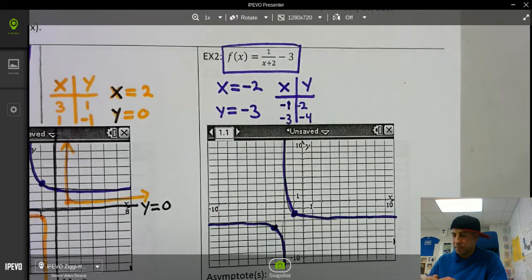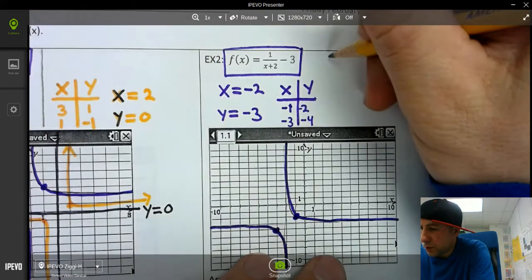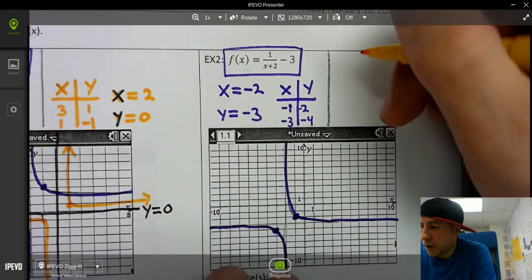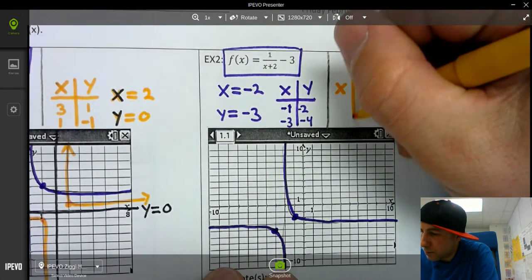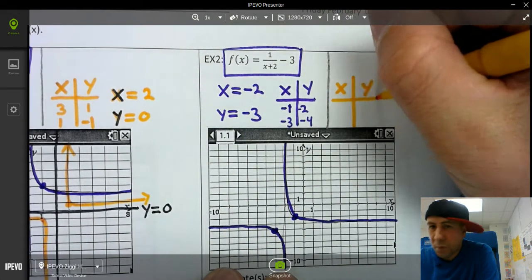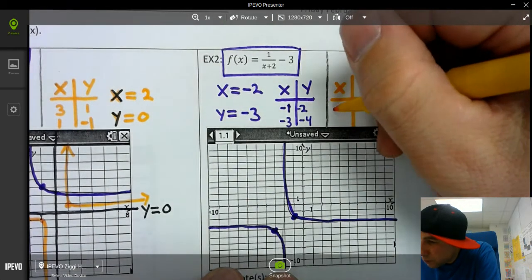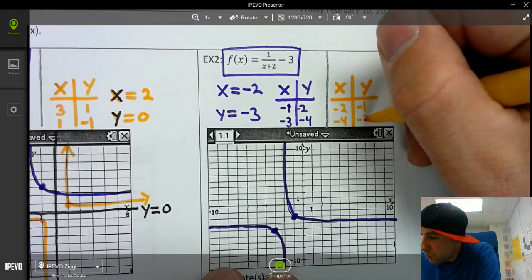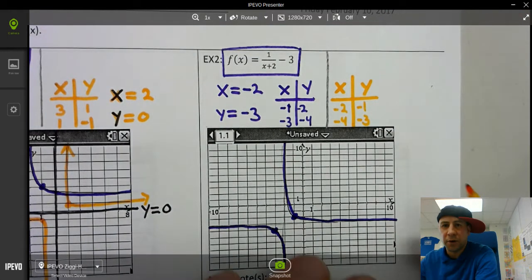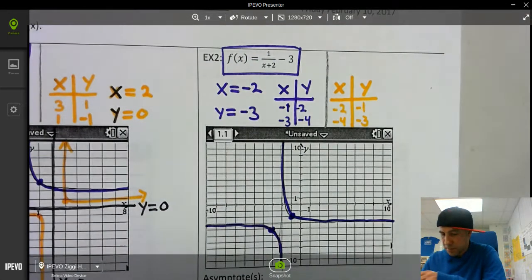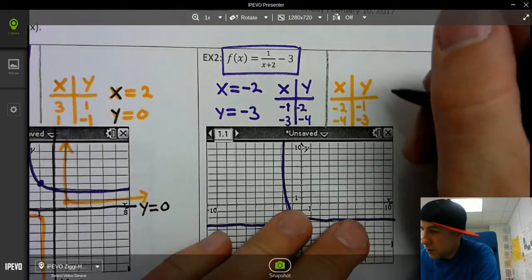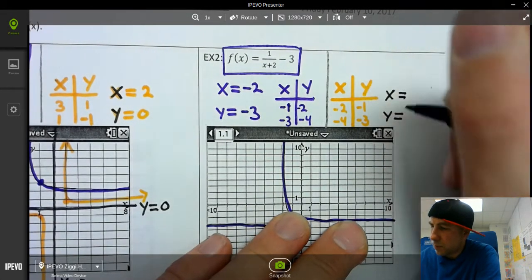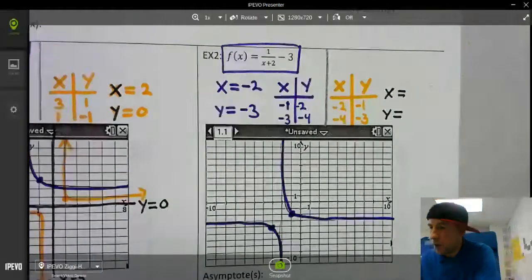All right. So now to do the inverse, all we do is switch the x and y and switch the asymptotes. So x, y. So that's negative 2, negative 4, negative 1, negative 3. And our new asymptotes are x equals negative 3 and y equals negative 2.